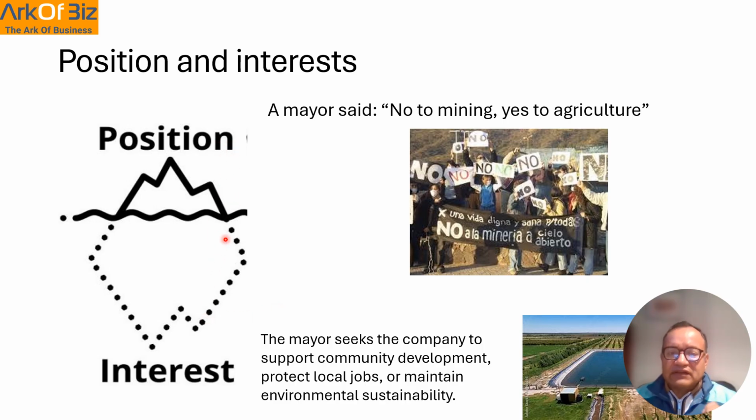For instance, if the mayor demands that the company withdraw, saying no to the mining, yes to the agriculture, that is the position. But their underlying interests may include things like wanting the company to support development, protect local jobs, and maintain environmental sustainability. By thinking of position and interest like the tip and base of the iceberg, we can better understand what stakeholders really care about, not just what they say publicly. So that's why it's crucial to focus on addressing the underlying interests rather than the visible positions. In other words, if you want to resolve a conflict, you need to understand and address the interest behind the positions.